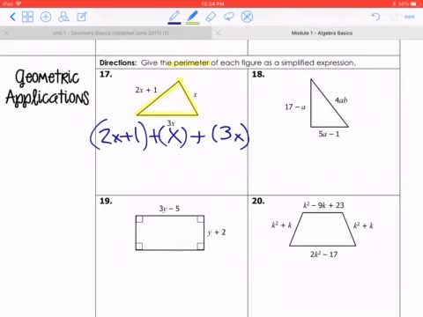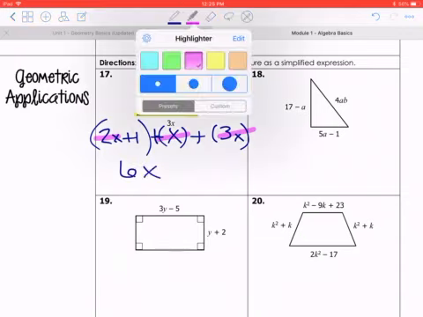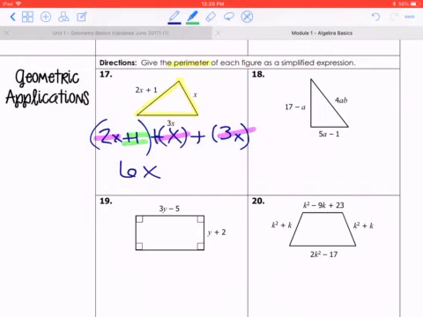So we want to do the same thing that we've been doing. We're going to combine like terms. Whoops, I didn't mean to highlight all that. Let's try this again. 2x plus 1, plus 1x, plus 3x. So I can add all my x's together. 2 plus 1 is 3, plus 3 more. That gives me 6x. And then I have this plus 1 that's left over. So my perimeter would be 6x plus 1, and I would leave it just like that. Okay? Let's do one more of these.